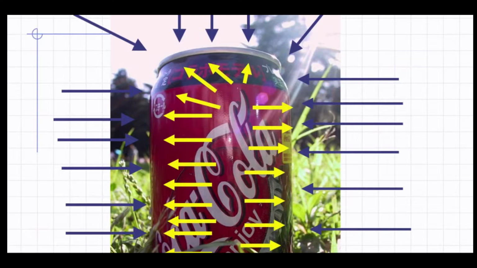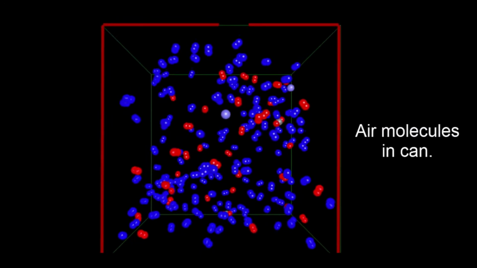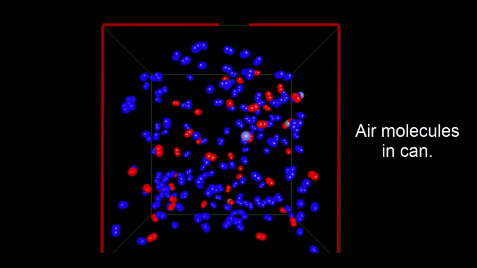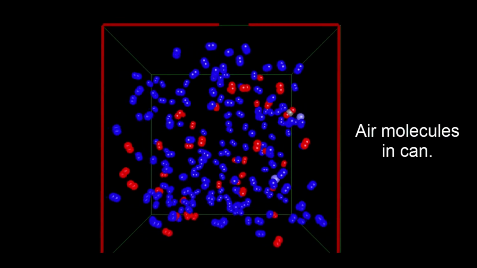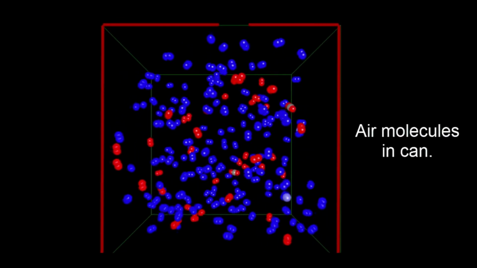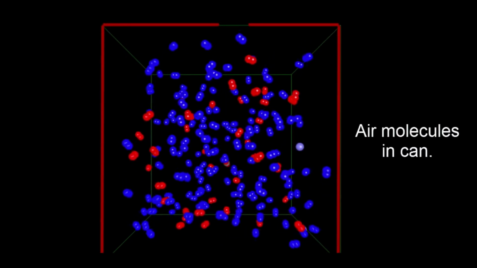Let's think about those molecules inside of the can and what they're doing. So we have molecules of air, the red are oxygen, blue nitrogen, there's some argon, carbon dioxide, and water vapor. And as they move around, when they're hitting the side of the can, they're creating pressure. That's the air pressure. And that's pushing on the can from the inside.